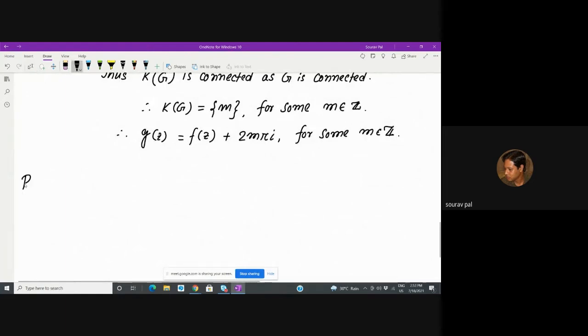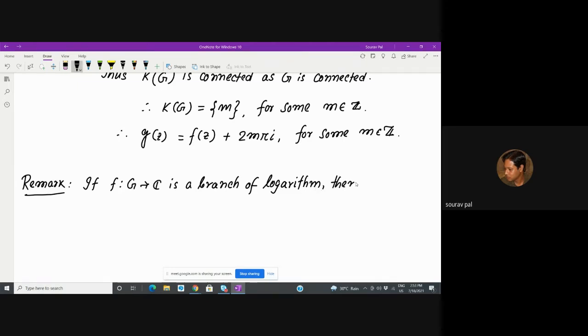So just make a remark. If f is a branch of logarithm, then the totality of branches are the functions f plus 2k pi i.